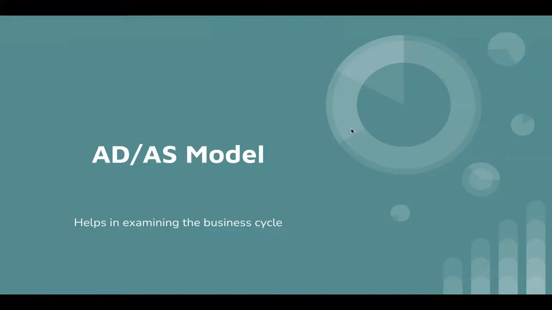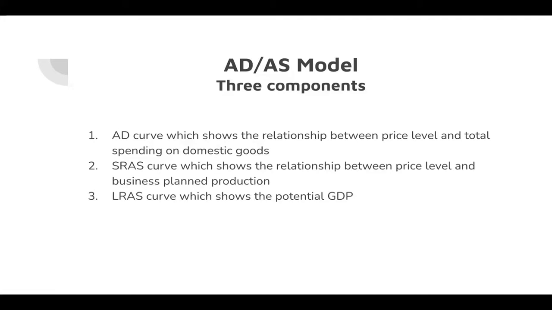Hi, today I'm going to talk about the aggregate demand aggregate supply model. This model helps in examining the business cycle. As a reminder, the business cycle occurs when shocks cause real GDP to diverge from potential GDP. These shocks can be positive or negative, causing the business cycle to fluctuate.